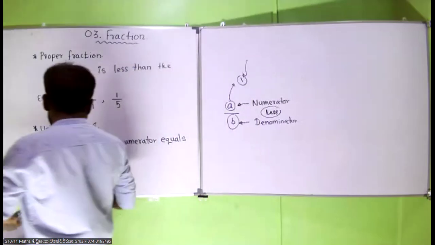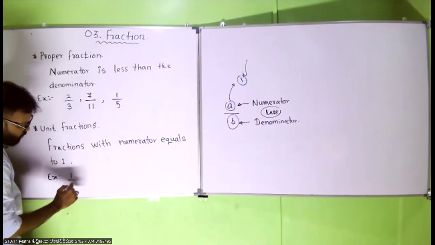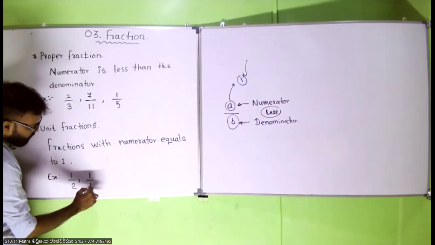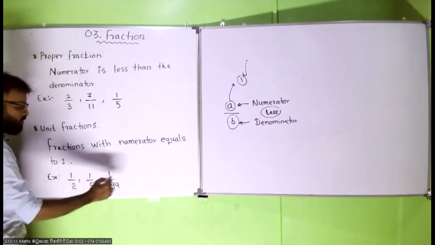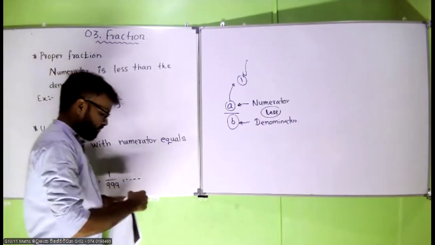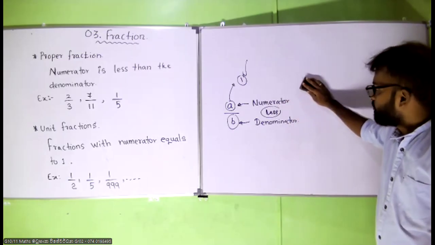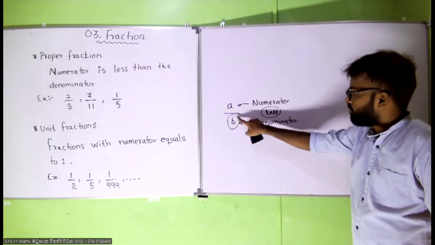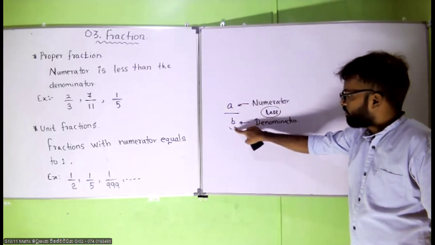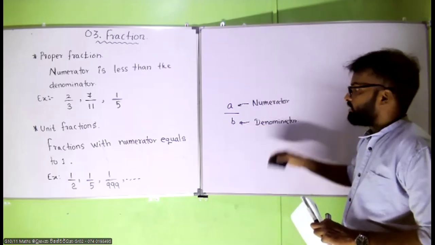So for an example, let's take 1 upon 2, 1 upon 5, 1 upon 999. Unit fractions, and so on and so forth. Whatever number you can take. Hope you know these things.